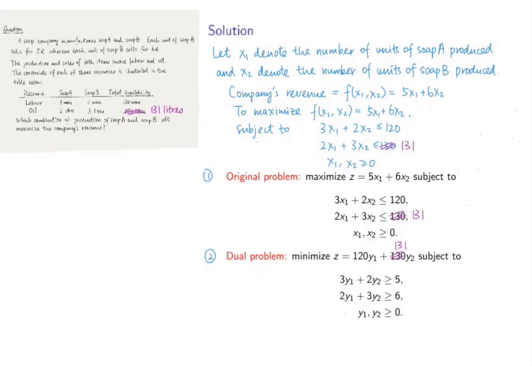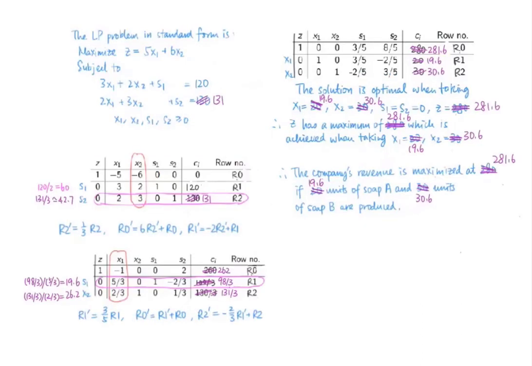The right-hand side value of the second constraint inequality of the original problem will change from 130 to 131. Therefore, the original problem and the corresponding dual problem will change the formulation correspondingly. We are going to solve the original problem by the simplex method. Please refer to the following deductions by yourself.